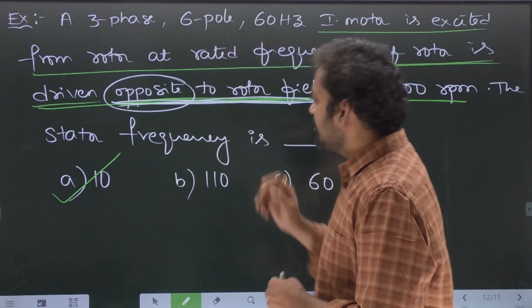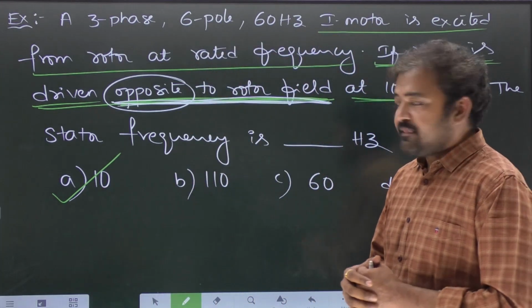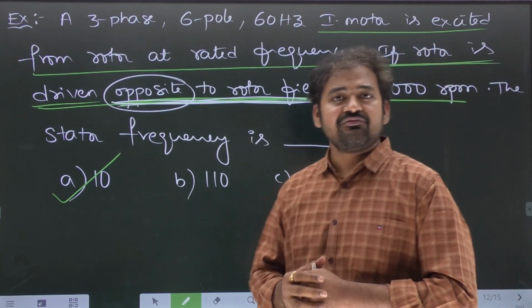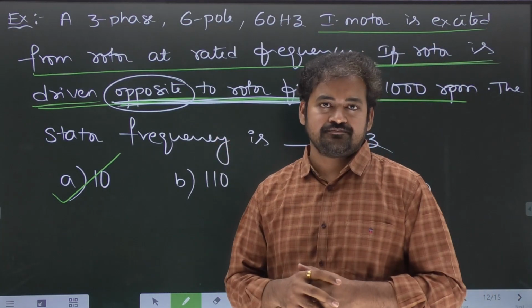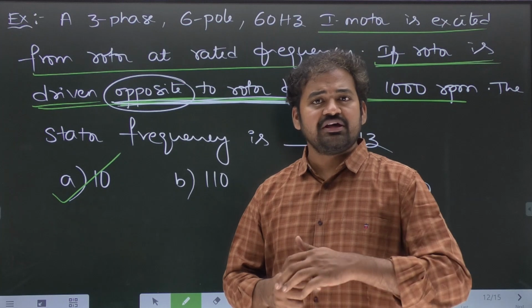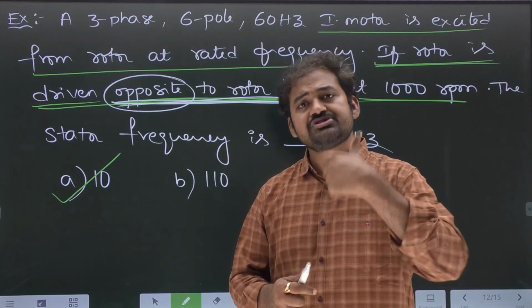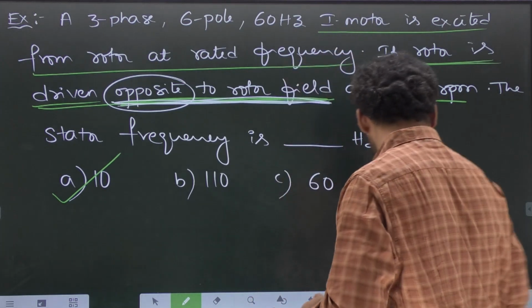Okay, so two problems we solved. In both problems, the machine is excited from which side? The rotor winding side. Okay, now let's take one more example where the machine is excited from the stator winding side.